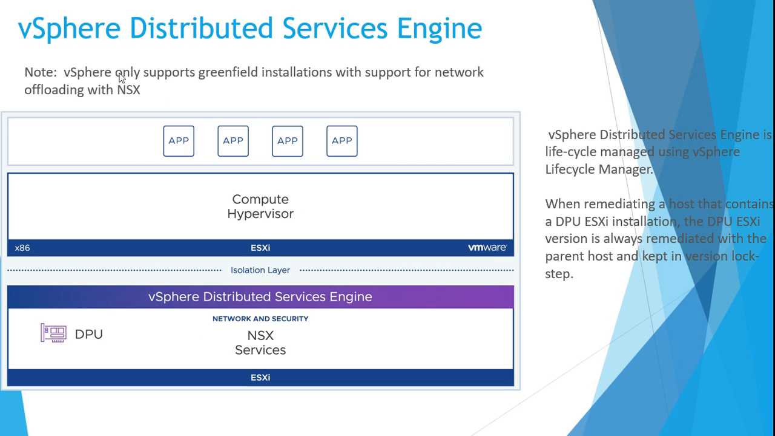Another note, as I have mentioned here, you can use this support of DPUs only if you are doing it from scratch and it's a greenfield installation. So you cannot have a mix and match where you have some hosts with DPUs and some without. That's not going to work. So that's another note from VMware, that it has to be a greenfield installation.